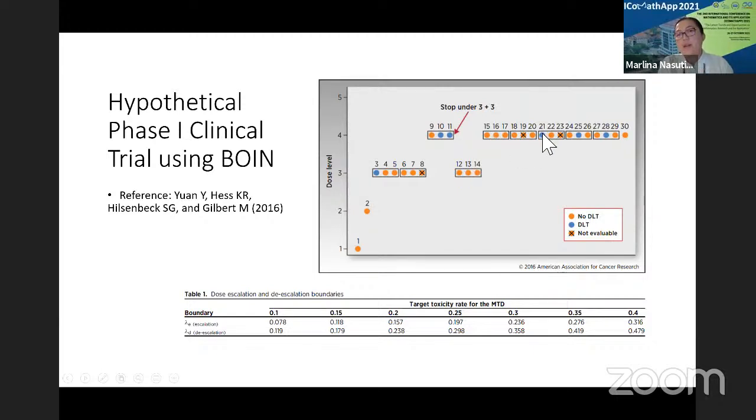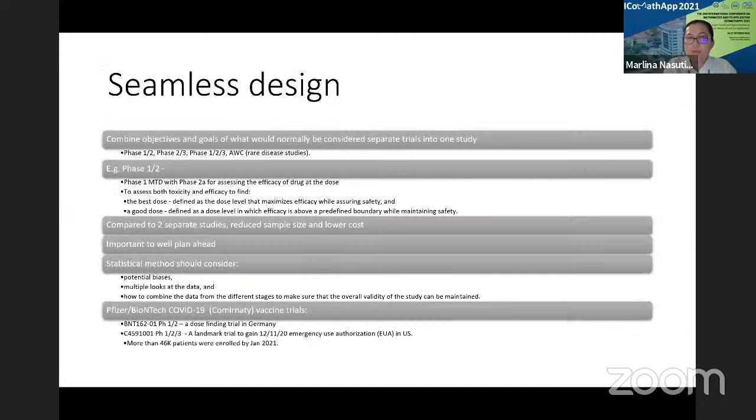And at the end, if the design is based on 3+3, the MTD will be dose level 3, while using Bayesian, the MTD will be achieved at dose level 4, which means that over here 3+3 somewhat underestimated the MTD, because the 3+3 only uses information from the previous dose to determine the MTD, while the Bayesian uses information across the dose levels. So it's more flexible compared to 3+3. So that is one type of adaptive design that is used here for dose finding.